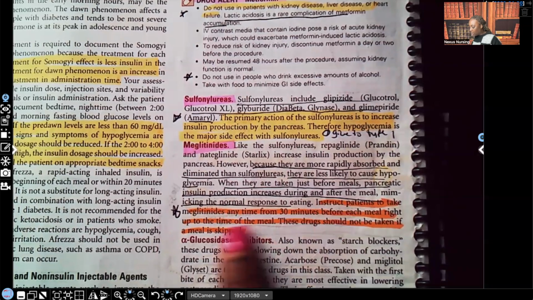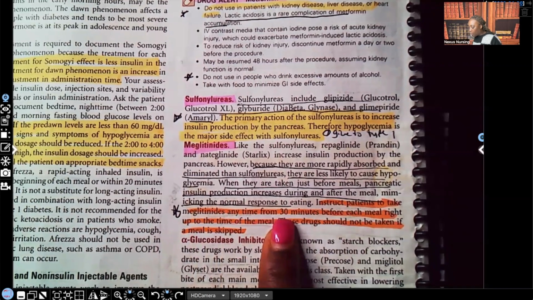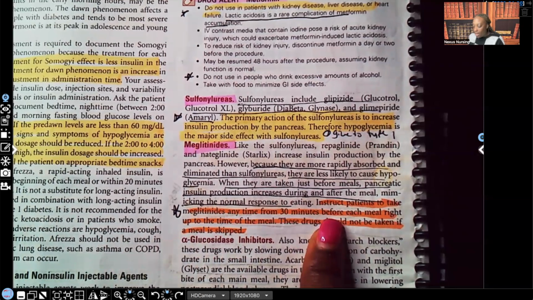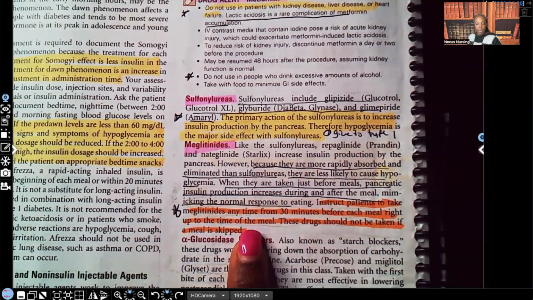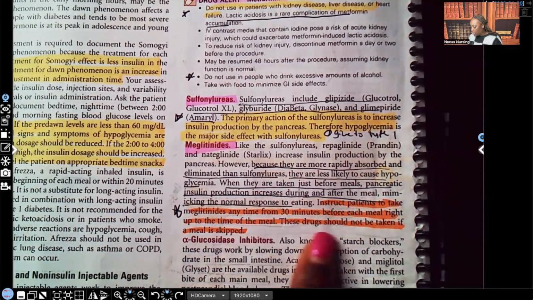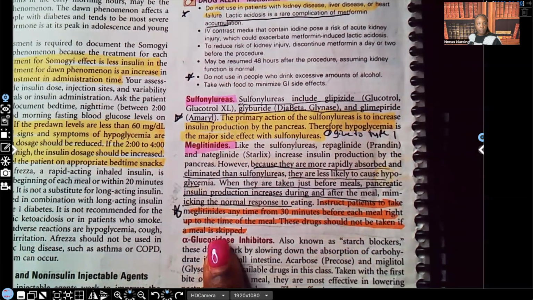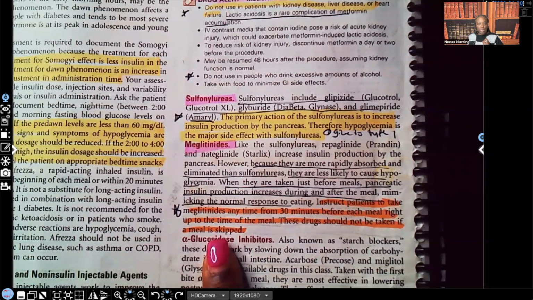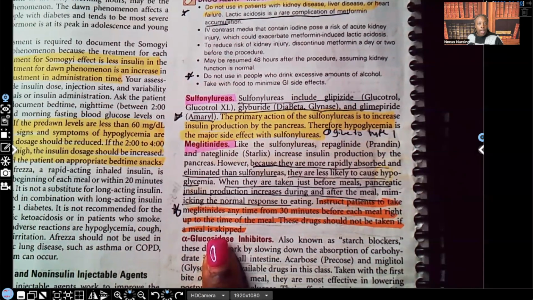You're going to instruct the patients to take meglitinides anytime from 30 minutes before each meal right up to the time of the meal. Why is that? Because we know that a bolus of insulin is going to be shot out. These drugs should not be taken if a meal is skipped. Think about it. You take that medication that makes your pancreas release a bolus of insulin, but you don't have anything in your stomach. You haven't eaten anything. What do you think is going to happen? You're going to have a hypoglycemic reaction. Again, what kills people more, hypo or hyper? Hypo. We need to avoid this from happening.